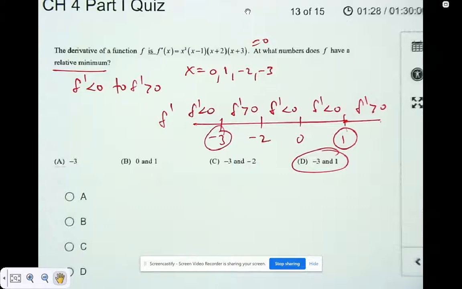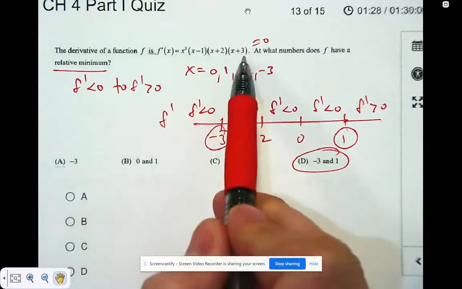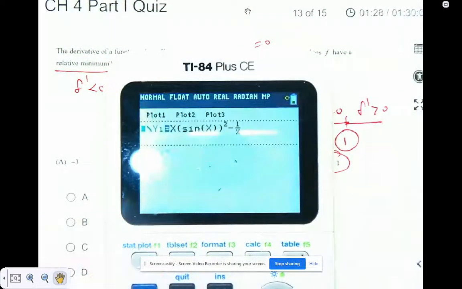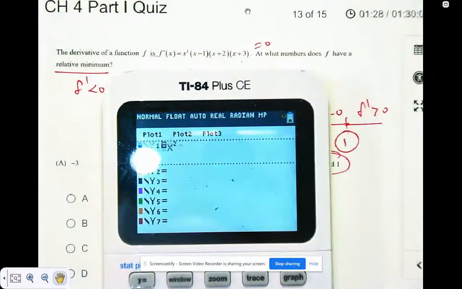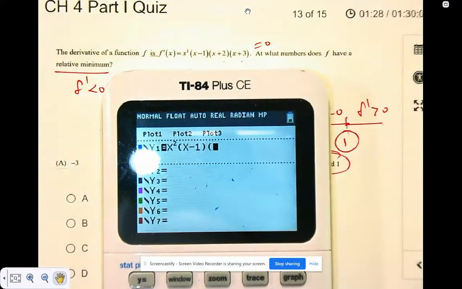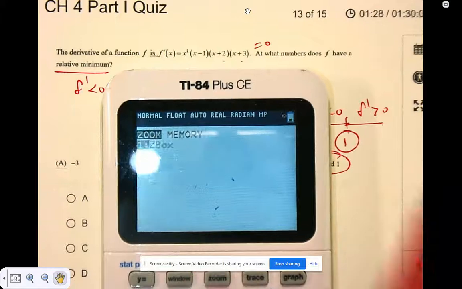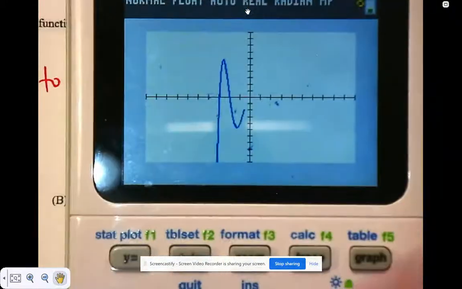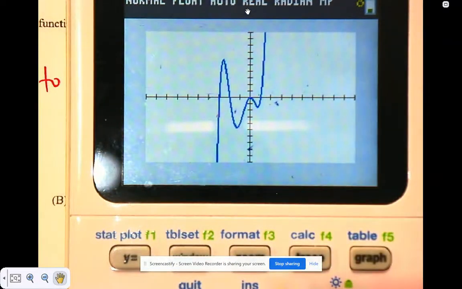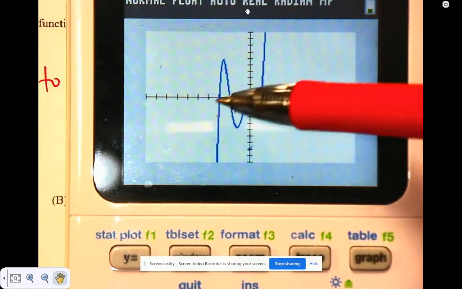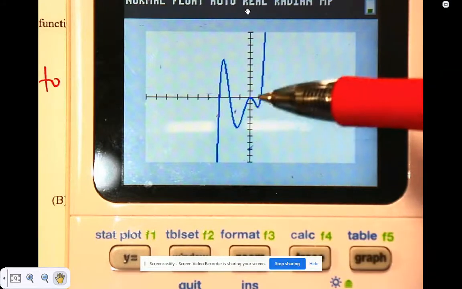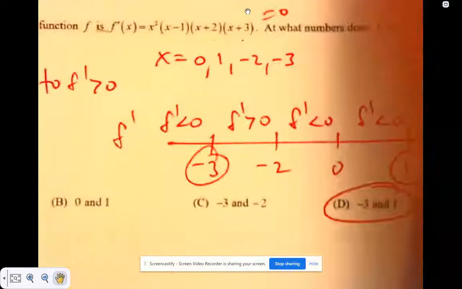If you guys don't like that, you could type that in your calculator, right? Graph it and you'll look and you'll see. If you come in here and you type in your function that they give you, x squared times x minus 1 times x plus 2 times x plus 3, and you zoom 6 that, this is a graph of F prime. And the definition of a relative min is when F prime goes from negative to positive, right there at -3. That's positive to negative. That bounces, and then negative to positive right there at 1. So lots of ways to do that.